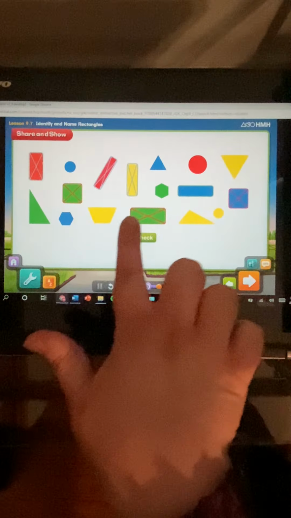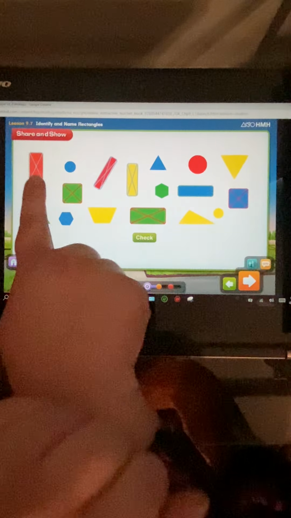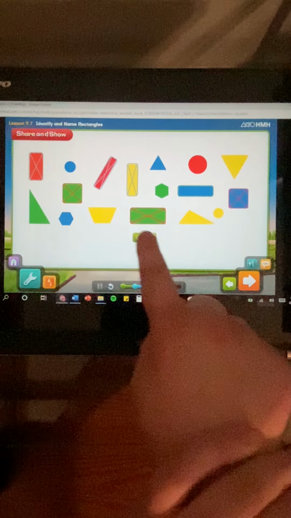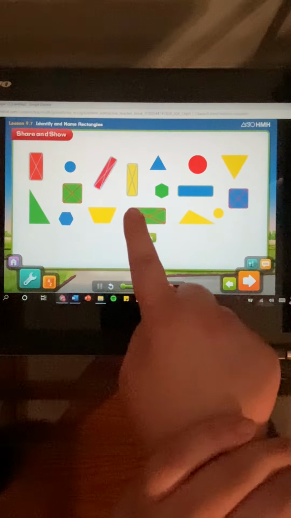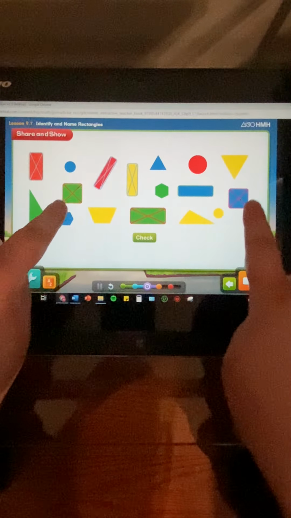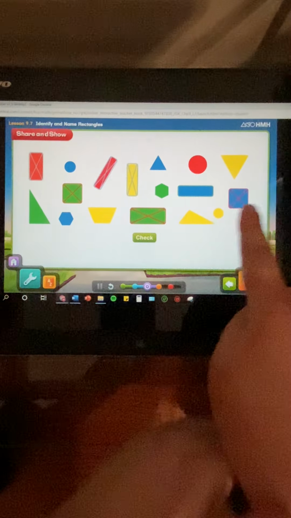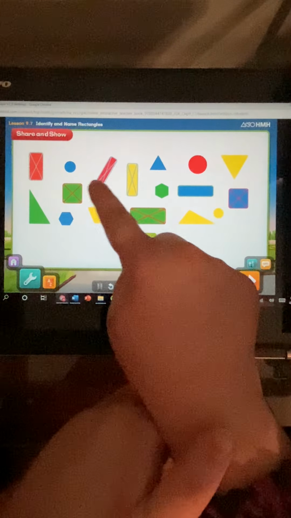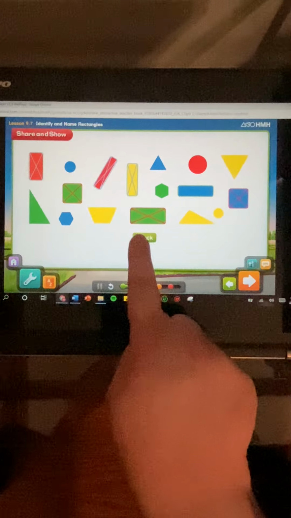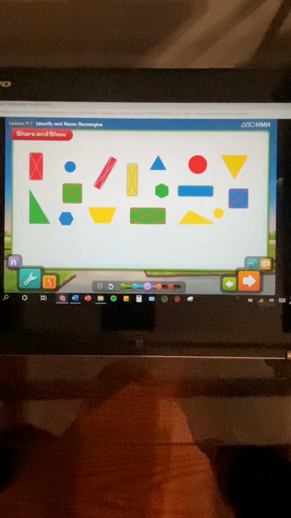Everything that we clicked, well, not everything. These 2 don't count. We're not going to talk about those right now. But look, these 4 or 5, they all have 2 long sides and 2 short sides. These squares are a little tricky. They're squares, but they're also rectangles. So right now we have 1, 2, 3, 4, 5, 6, 7 rectangles. Let's see if we're right. Good job. You found all of the rectangles.